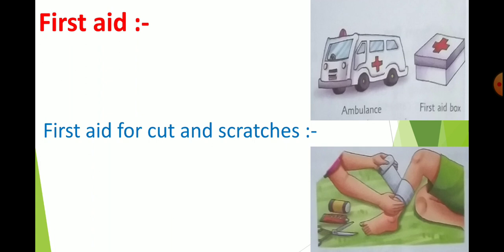And if the person falls on a dirty road or gets cut with a rusted iron object, rusted iron means iron that has rust after lying around for many days. So he should take an anti-tetanus injection, because if dirt and germs enter into the blood, it may cause a disease called tetanus. So this is first aid for cuts and scratches.